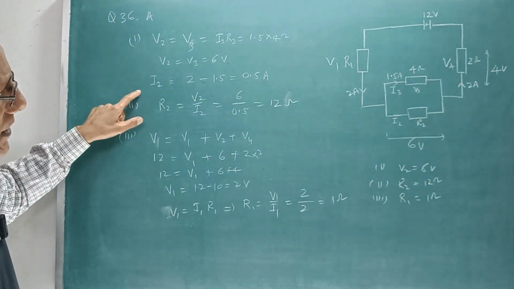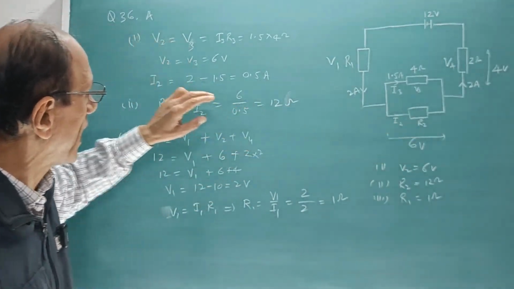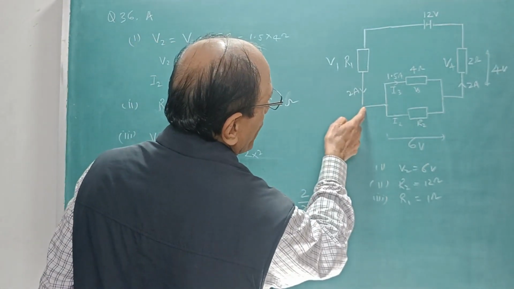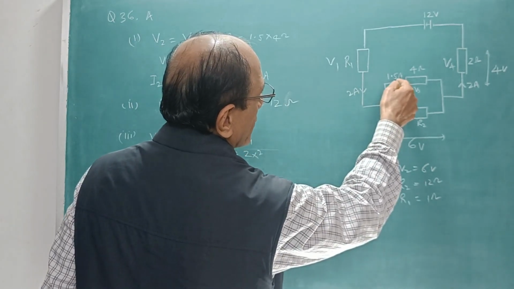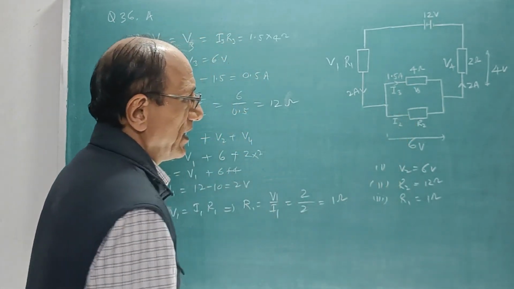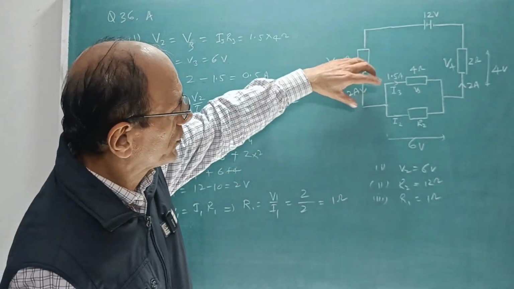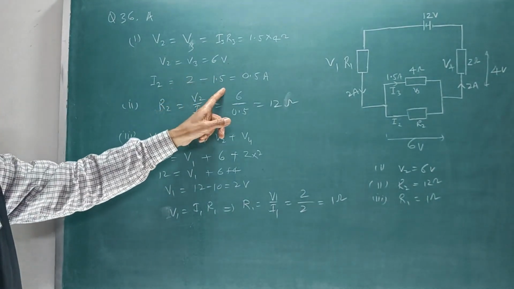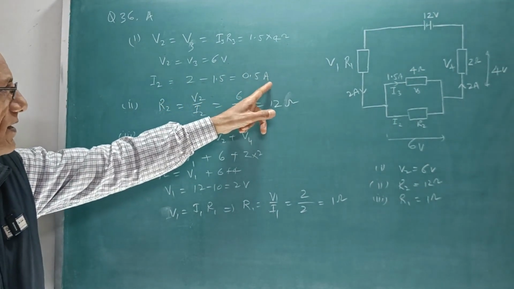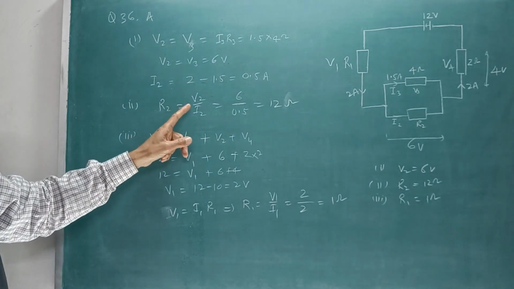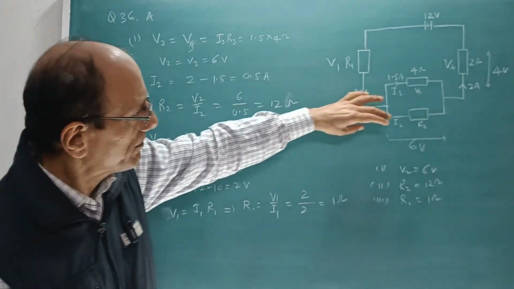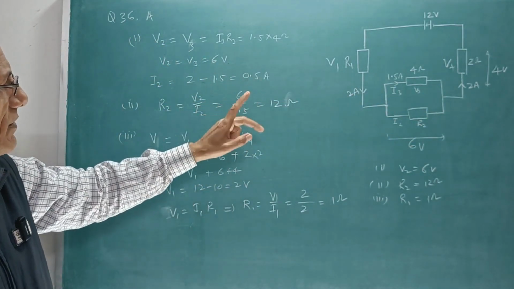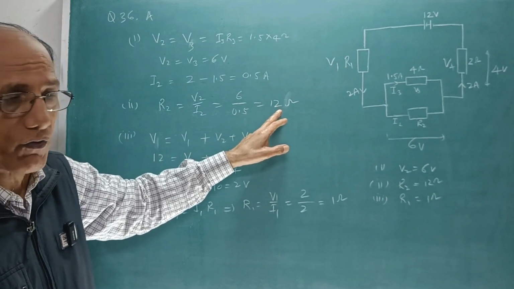Now we need this R2. For this R2 we need I2. So in this case, the total current here will be equal to the current divided in this way and this way. So 2 equals 1.5 plus I2. That means I2 equals 2 minus 1.5, that is 0.5 ampere. So R2 will equal V2 by I2. V2 we have already calculated as 6 volt, and I2 is 0.5. So it is 12 ohm.